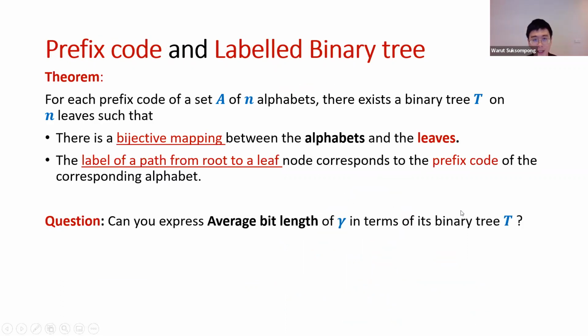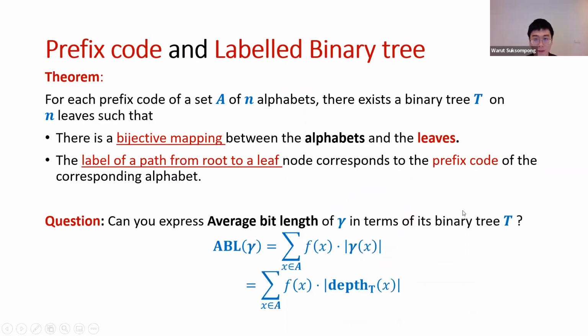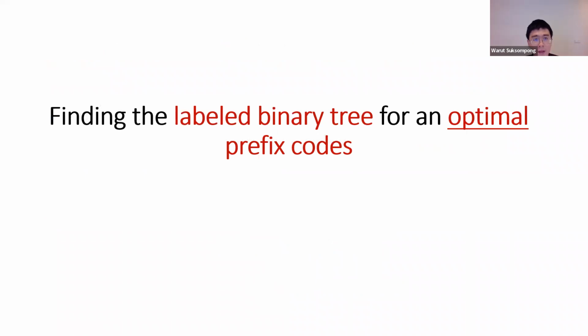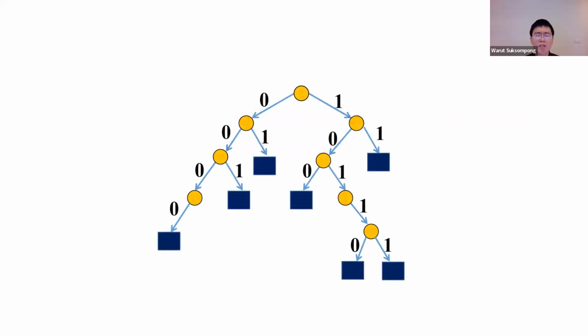Okay, so this gives you a formula in terms of the tree, instead of the encoding. So you want to build a tree such that this average bit length is minimized. Okay, so we want to find a labeled binary tree for an optimal prefix code. So suppose you look at this tree from the previous slides. Now, what's bad about this tree? Why is this tree clearly not optimal? Can someone identify a source of why it's not optimal?